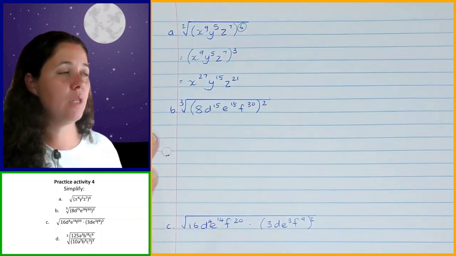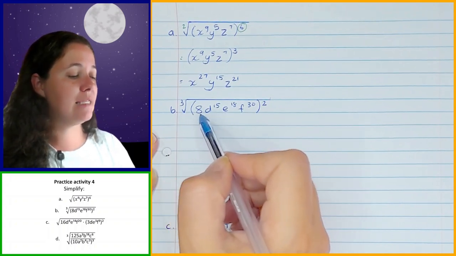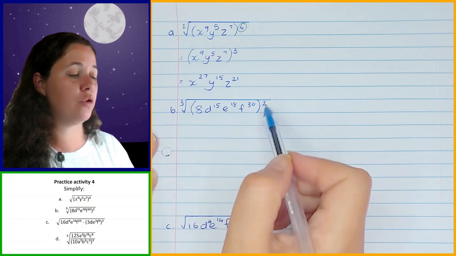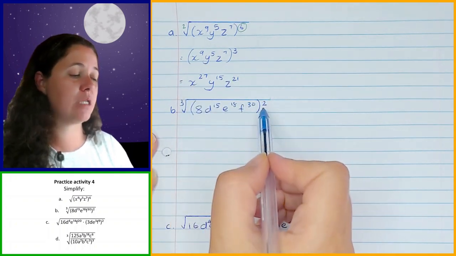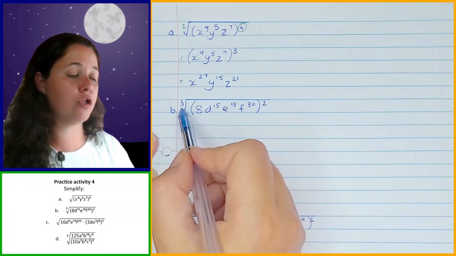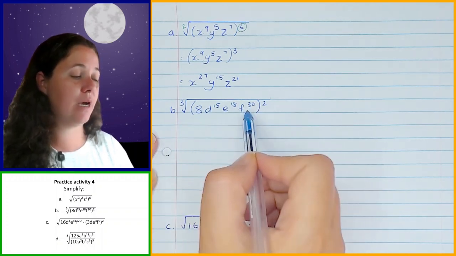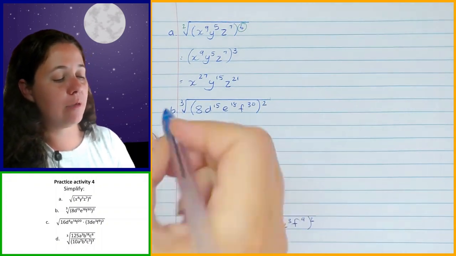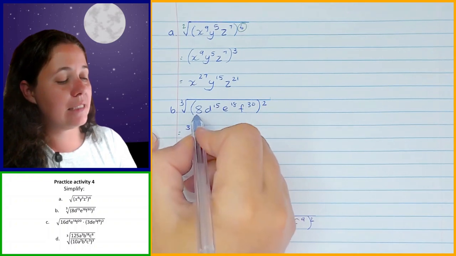Okay, question B, we have got the cube root of 8, d to the power of 15, e to the power of 18, f to the power of 30, all in brackets to the power of 2. Now in this one, I can't use the first method because I don't have a multiple of 3 over here and I've got a cube root, so I need to have a multiple of 3. So the only way to do this one is to first simplify my brackets and then take the cube root. So I'm going to do that. I've got to keep the cube root, I can't get rid of it yet, and I'm going to simplify this.